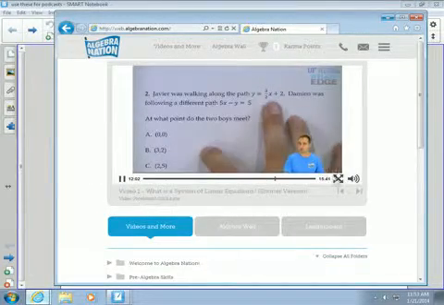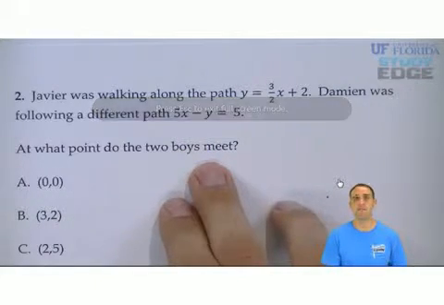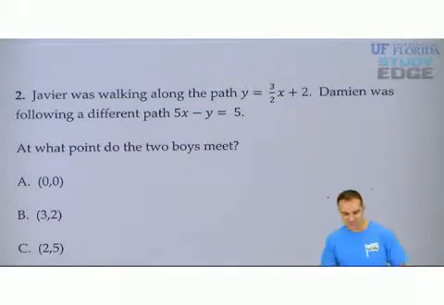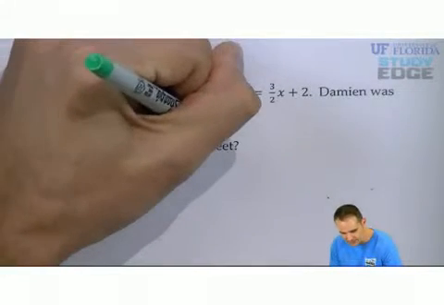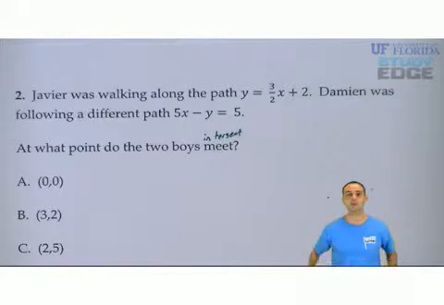...along the following path. Damien was following a different path. At what point do the boys meet? When they ask where they meet, that's another way of saying where do the two lines intersect. So again, where they meet, where they intersect, where two lines meet.